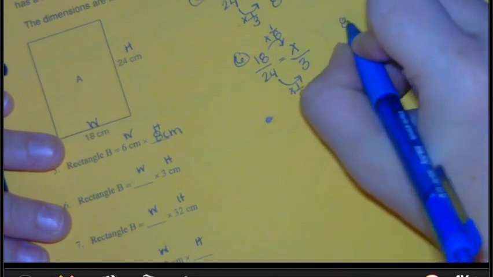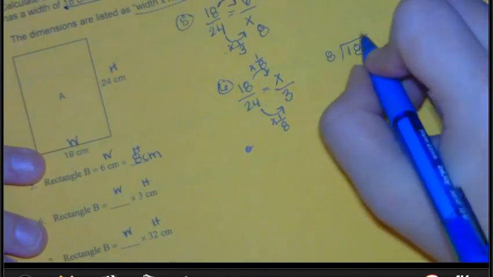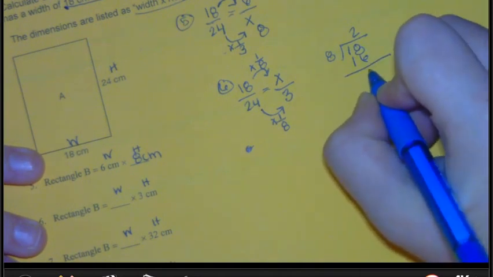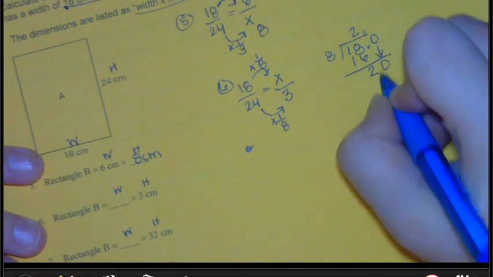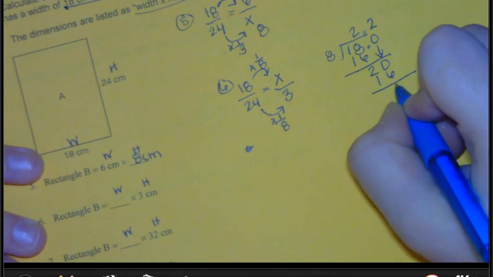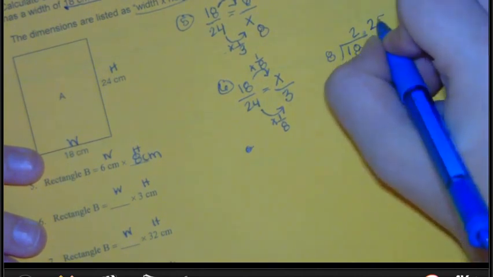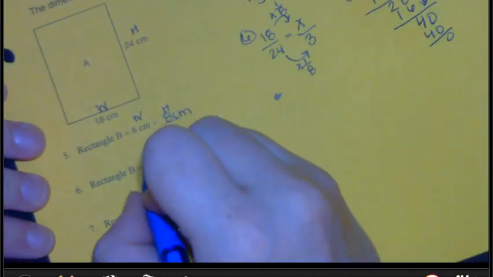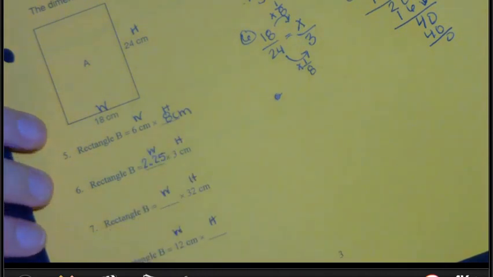So we're going to go over here, do a little bit of division. Well, 8 can go into 18 at least 2 times, because 8 times 2 is 16, to give me 2 left over. Add a decimal, bring down my 0. 8 can go into 20 2 times, 4 left over. Add a 0, bring it down. 8 can go into 40 5 times with nothing left over. So the width of this rectangle is 2.25 centimeters.